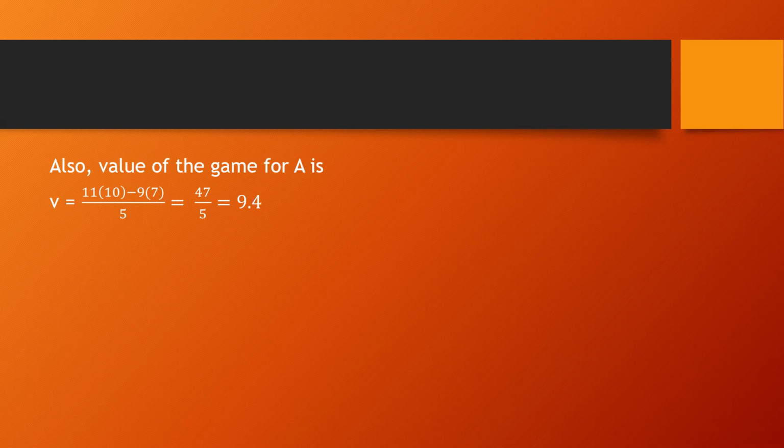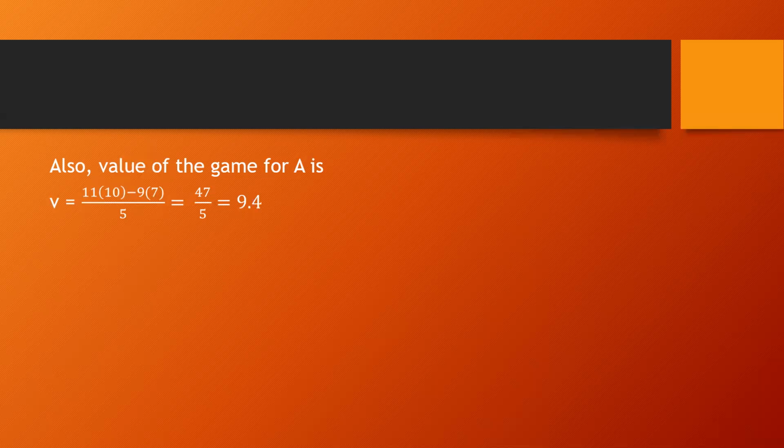Okay, and thus we can write the optimal strategy for A will be 1/5 and 4/5. And for B will be 3/5 and 2/5. Whereas the maximum gain for A is 9.4, because the value of the game for A is 9.4. That is nothing but the maximum gain for A. So we can write here the last statement.